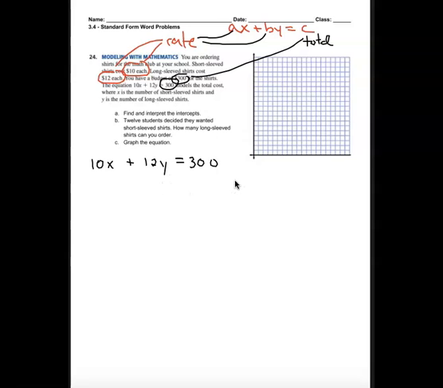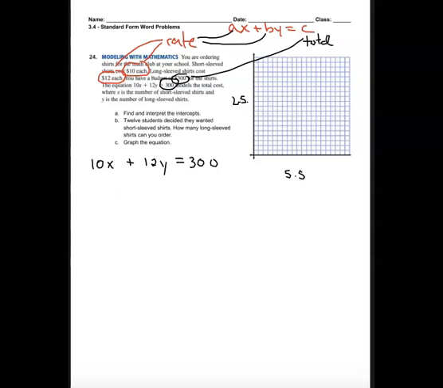Part A says find and interpret the intercepts. You're ordering shirts, short sleeves, so I'm going to do SS here. That's my short sleeves. That's my x value. And then my y value is long sleeves, I'll do LS.